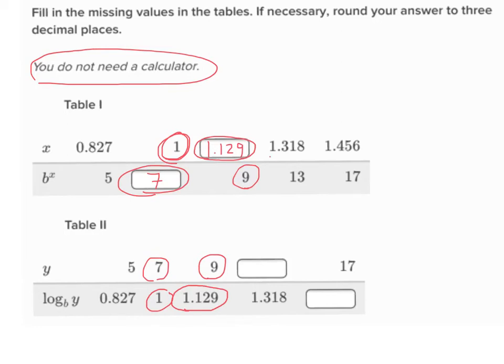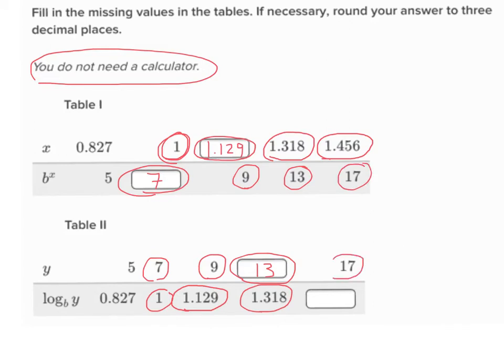Okay, so when I put in 1.318, I get 13 out. So now they're saying, what can I put in to get 1.318 out? Well, obviously it's 13. And here they're saying when I plug in 1.456, I get out 17. So here I'm saying when I put in 17, I should get out 1.456. So I'll put 1.456.